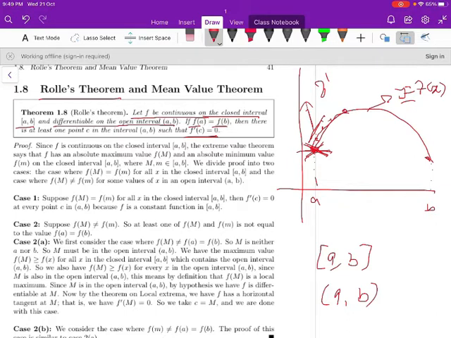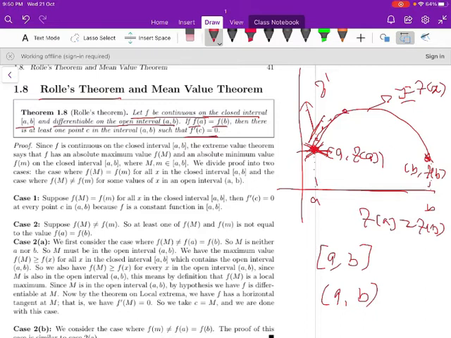And this is the point (a, f(a)). This point is (b, f(b)), and the height from the x-axis to this point, f(a), and to this point should be the same. If f(a) is equal to f(b), the heights from the x-axis to these two points must be the same. If it is the same, there is at least one point c in the interval (a, b) such that f'(c) is 0.